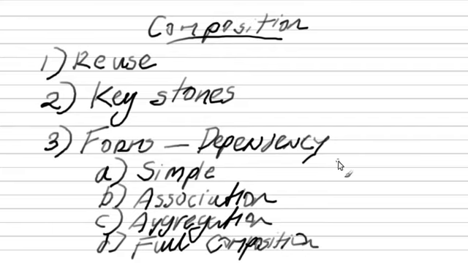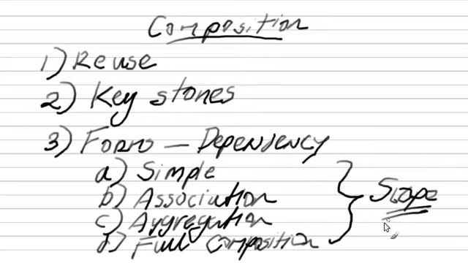And we'll see that the form of dependency is really a factor of the scope of a particular variable or object type. And it's important that people understand that that's all there is to it. So composition is simply a mechanism for reusing existing objects to create new objects.